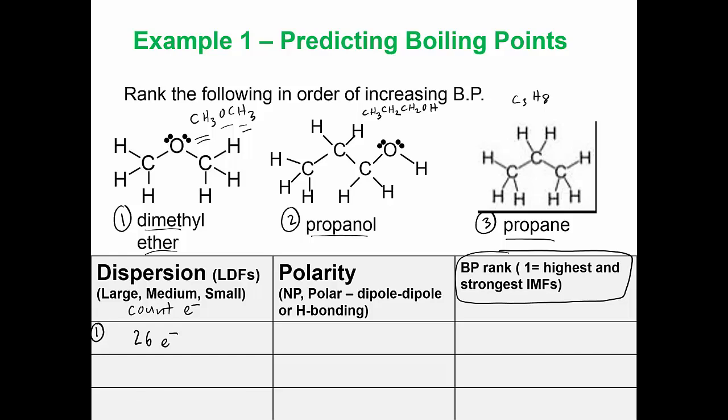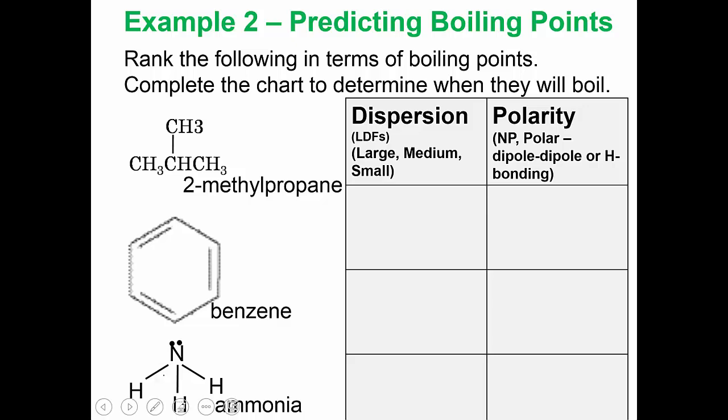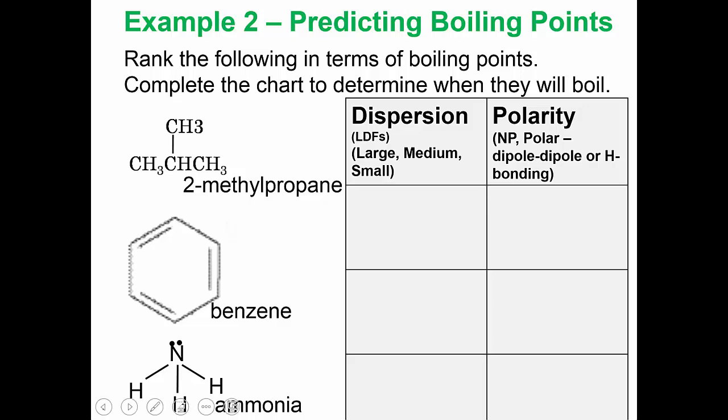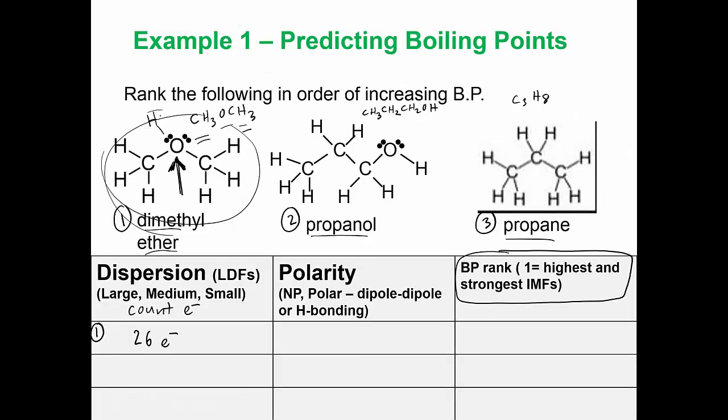Okay, and for polarity, we look at this molecule and keep scanning, and ask yourself, do you see an O or an N? And we do. We have an oxygen right here. Next, we ask, is there a hydrogen directly attached to this oxygen? And the answer is no, there's not. So this molecule will do dipole-dipole.